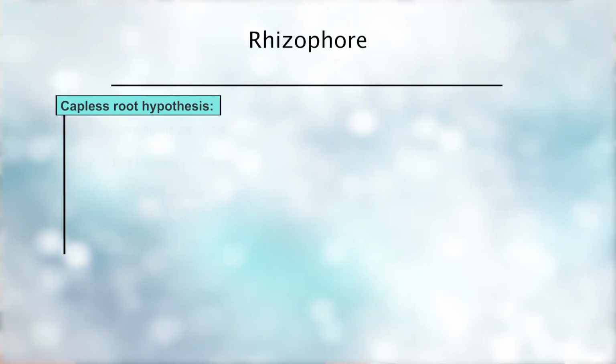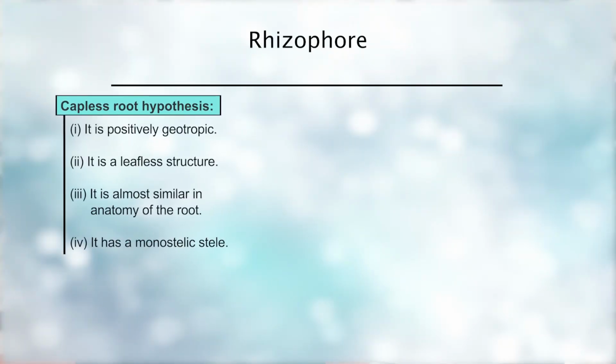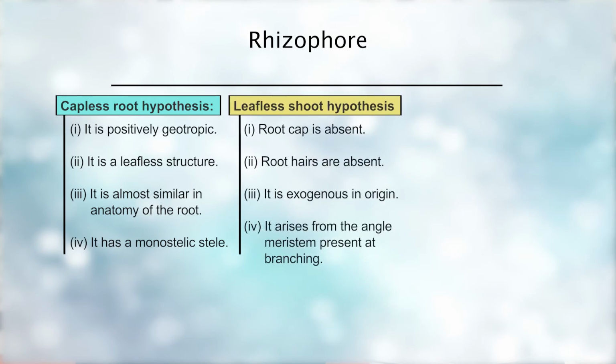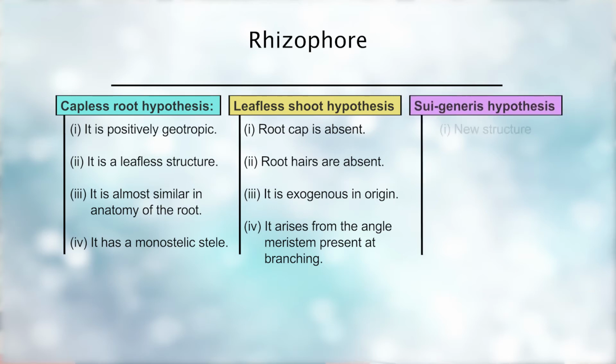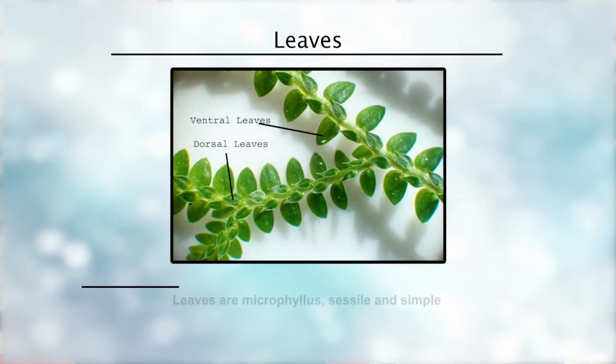Regarding this, three theories have been proposed. One is the capless root hypothesis. Second, the leafless shoot hypothesis. Here they have added that it arises from the angle meristem present at branching. But the most accepted one is the sui generis hypothesis, that it is neither a root nor a stem but a new structure that is formed in this particular genus. Now we come to the leaves.